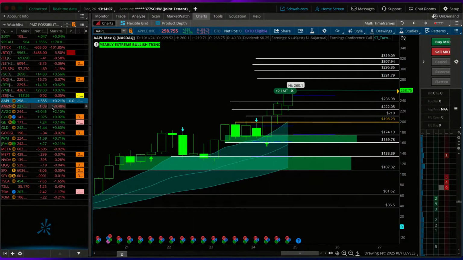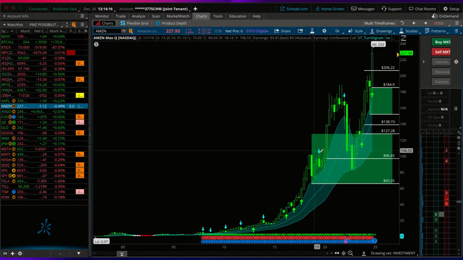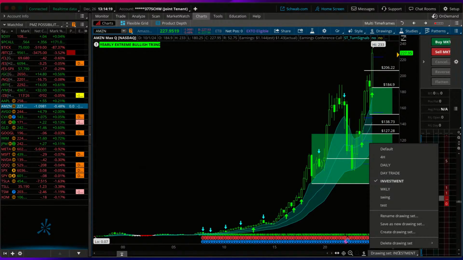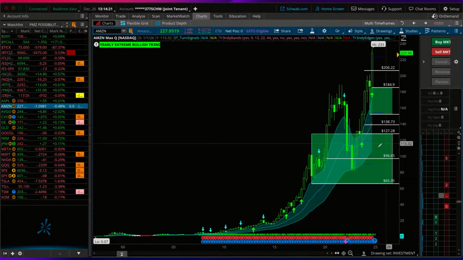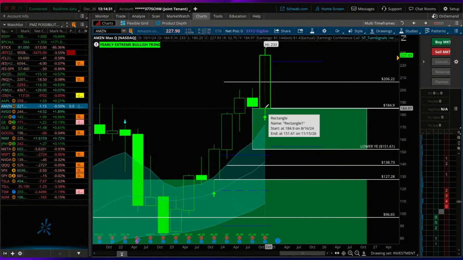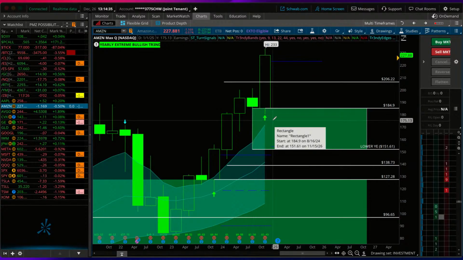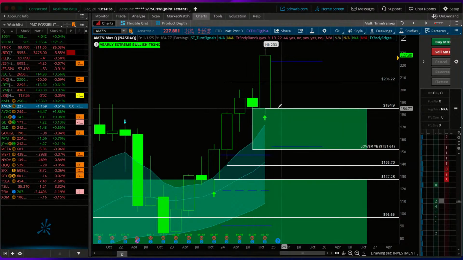Next up, I'm going to go over my levels for Amazon. All right. So for Amazon, this is what we are looking at. This quarter on Amazon is actually in the process of creating a new quarterly demand zone. Very bullish this quarter, Amazon has been.